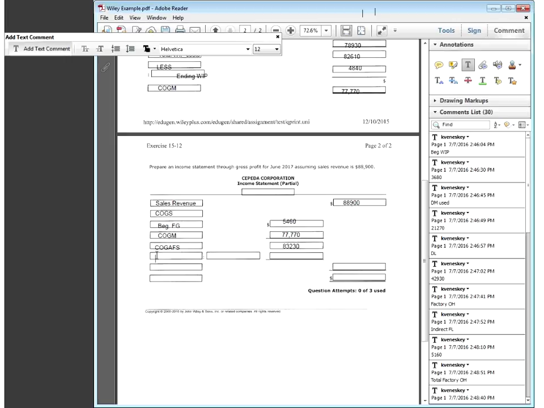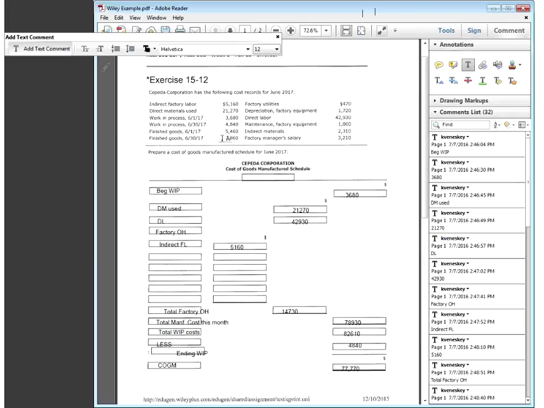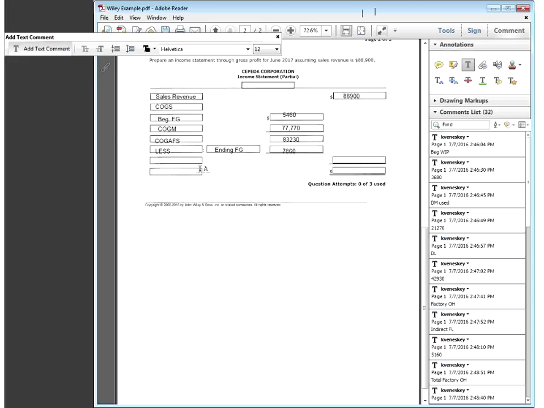We're not quite done yet, because just because we have them available for sale doesn't mean we actually sold them. So I have to take out the items that are still in ending inventory, or our ending finished goods. So I had 83,230 ready to be sold, but when I was all said and done, there was still 7860. I get that from up here. 7860 still left in my finished goods. So that means the actual items that I sold were valued at $75,370.